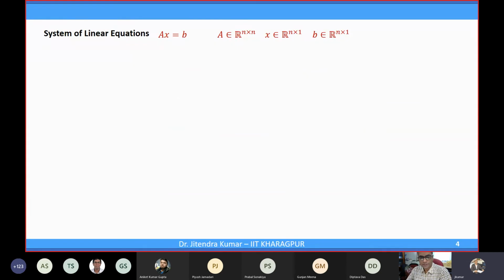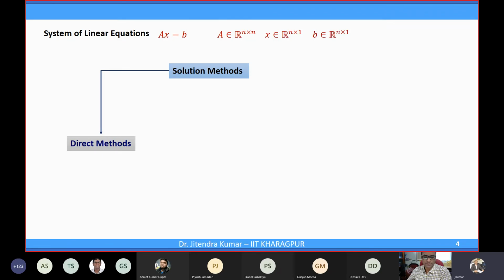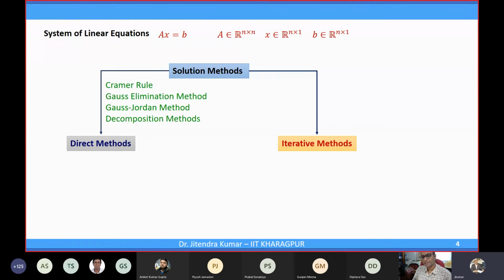Well, so the system of linear equations, Ax = b, A is n cross n, x is n cross 1, and b is n cross 1. So what are the different solution methods? Let me point out here. We have direct methods, so-called direct methods, and we have iterative methods. So there are broadly two categories of methods when we talk about the numerical solution in particular of such a system.